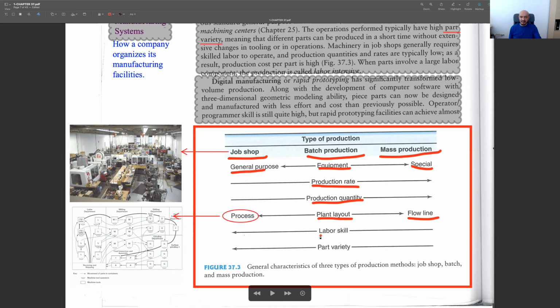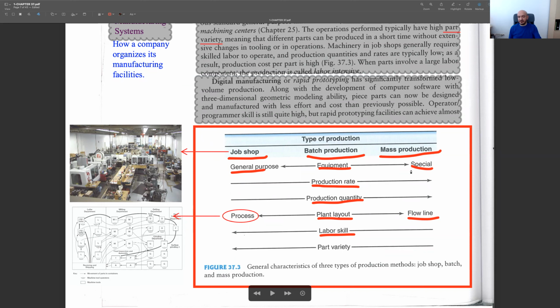Then let's have a look at labor skill. In job shop systems, I mentioned a moment ago that we need to have high skilled labor to use all these various machineries. Since the same person should know the details of the lathe, and also they should know the details of milling machines. And they need to prepare machine codes for various machinery. So they need to have high skills.